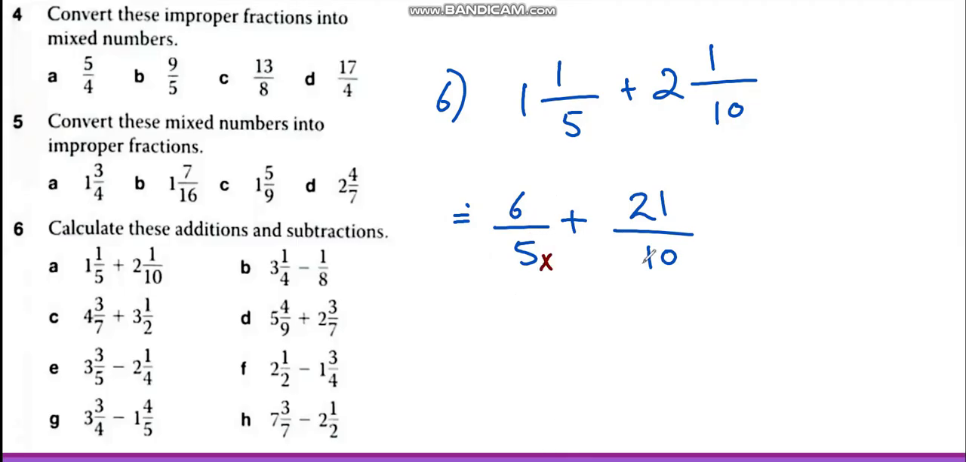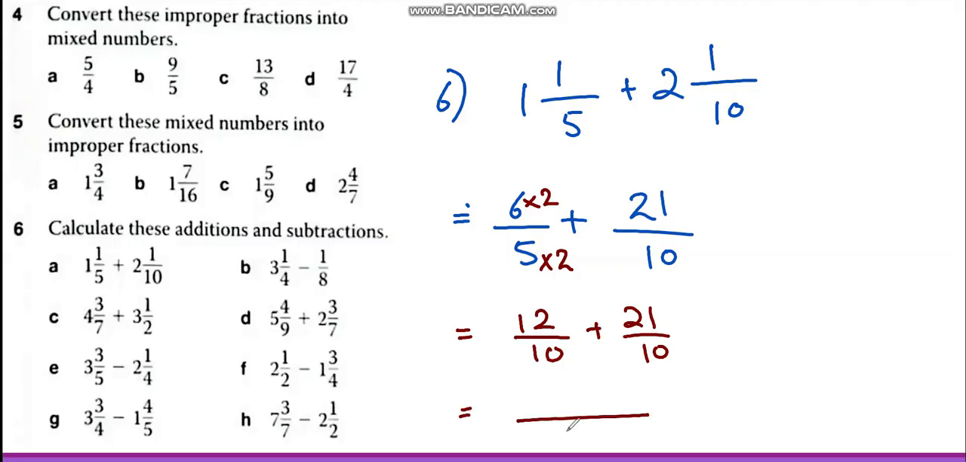We know that 5 is a factor of 10. So we can convert to 10 by multiplying with 2. So it will be 12/10 and 21/10. Now we can write the common denominator and add the numerators. That will be 33. So the answer is again an improper fraction, but the question was given in mixed numbers. So let's convert the improper fraction again into a mixed number.